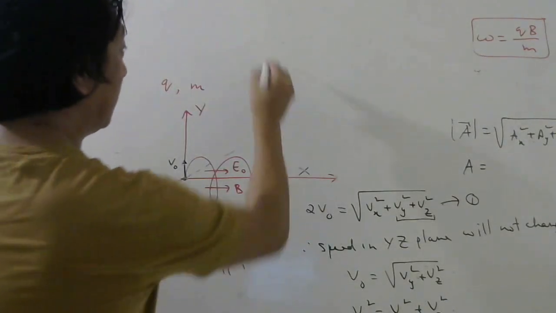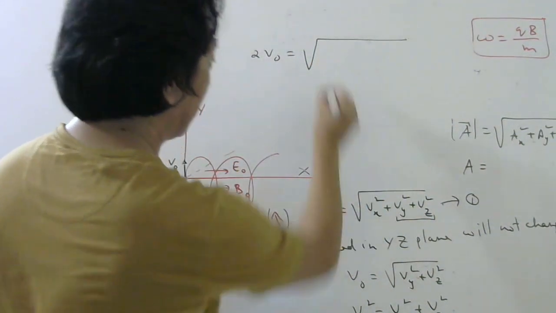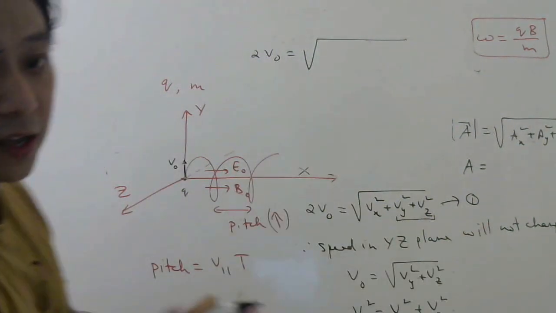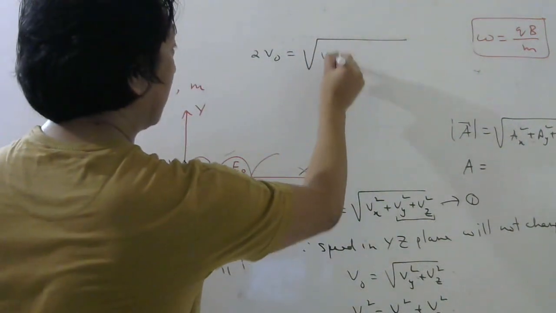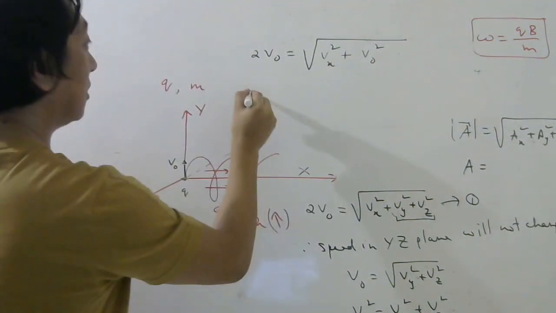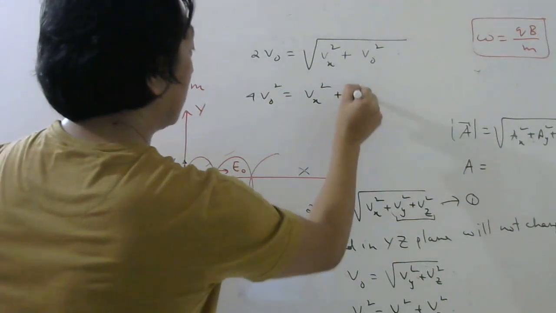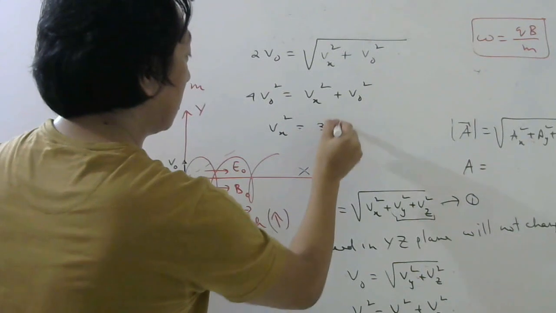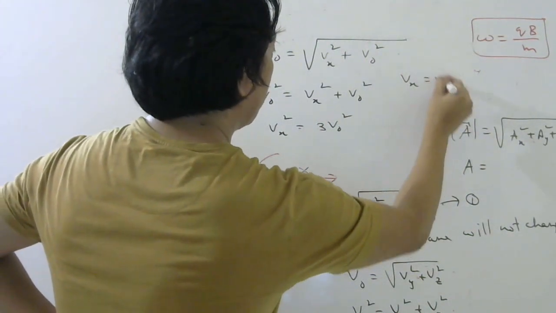This is the final speed. 2V naught should be equal to root over Vx square plus V naught square. Initially there was no Vx, but later there will be Vx because there is an electric field along the x-axis. Vx we don't know right now. Let me square both sides: 4V naught square will be equal to Vx square plus V naught square. So Vx square will be 3V naught square, and therefore Vx will be root 3 V naught.